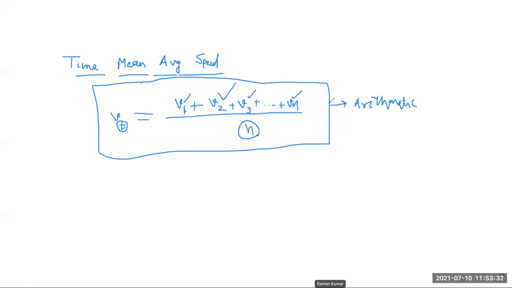So time mean average speed gives us the arithmetic mean of spot speed, but when we discuss space mean average speed, we just invert this formula. On the numerator we write n, and on the denominator we write 1 by v1 plus 1 by v2 plus 1 by v3 up to 1 by vn. That is the formula of the harmonic mean, so the space mean average speed is the harmonic mean of spot speed. So is it clear?